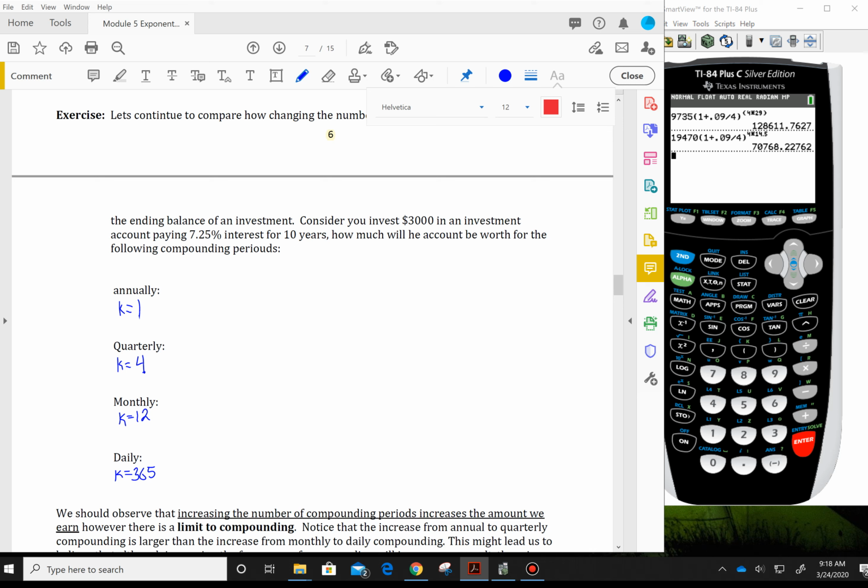Now, I'd like you to be able to calculate the value of the account for each of these different compounding periods on your own. And so if you could, please pause the video again and determine what the balance will be for each of these different options. After you've calculated these, unpause the video and verify we get the same answers.